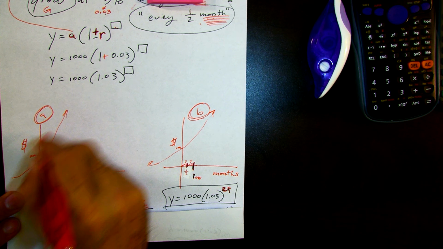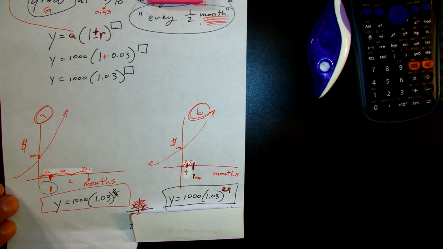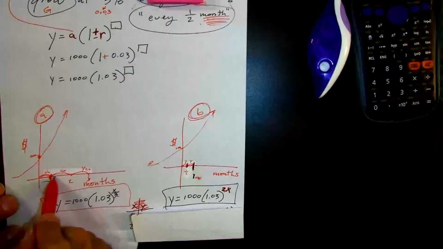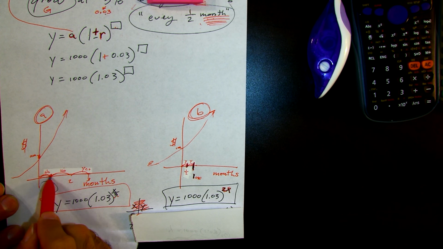Does this time give us, at 1 month, the full growth? No. At 2, no. It takes us all the way to 3. So 1 month gave us 1/3 of the growth. That's why it's x over 3. Here, 1 month already had 2 growths. That's why it's 2x. I think that's pretty straightforward. What do you think? Did that help a little bit?